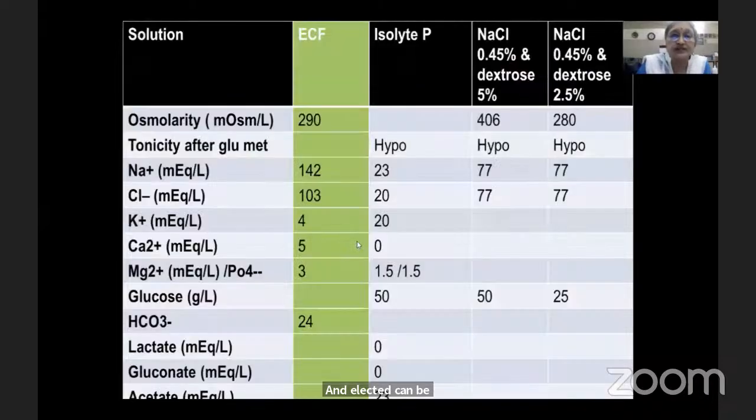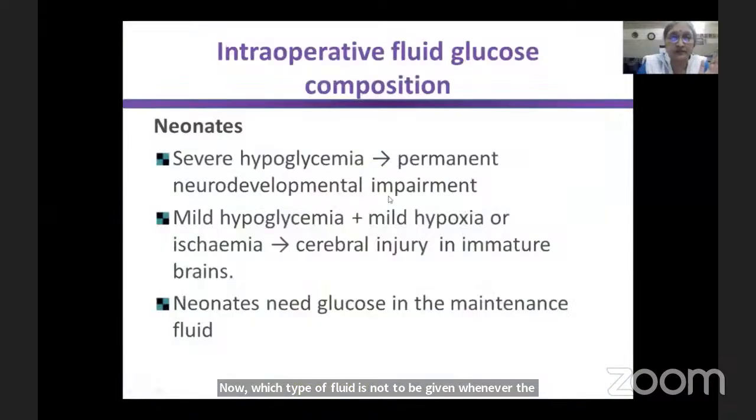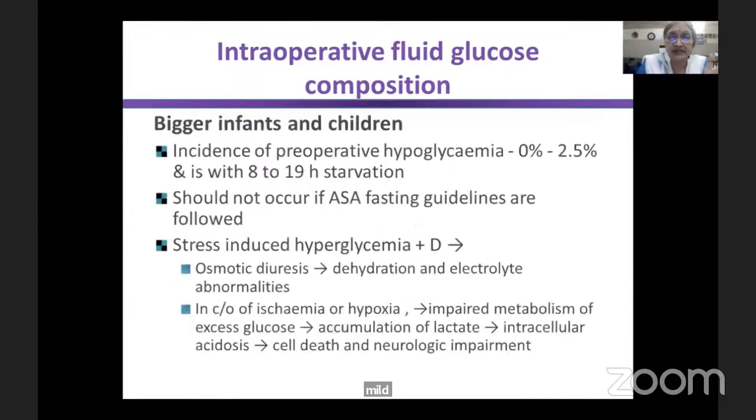Now, which type of fluid is not to be given? Whenever the sodium is low, hypotonic fluid is not to be given. Now, what about glucose? In neonates, severe hypoglycemia can cause permanent neurodevelopmental impairment. And even if mild hypoglycemia is there, when it is combined with mild hypoxia or ischemia, it can cause cerebral injury in immature neonates. So neonates need glucose in the maintenance fluid.